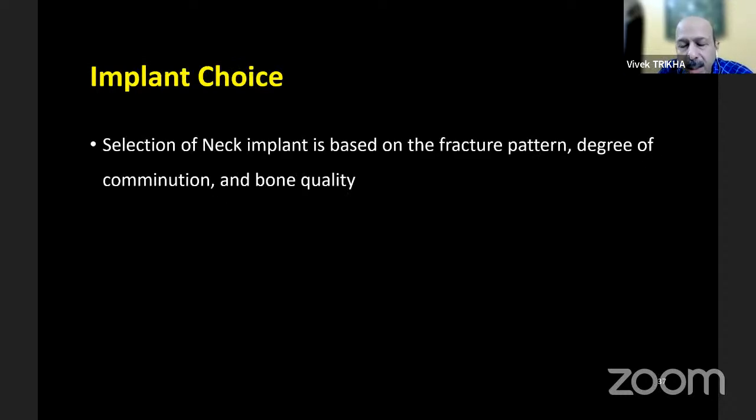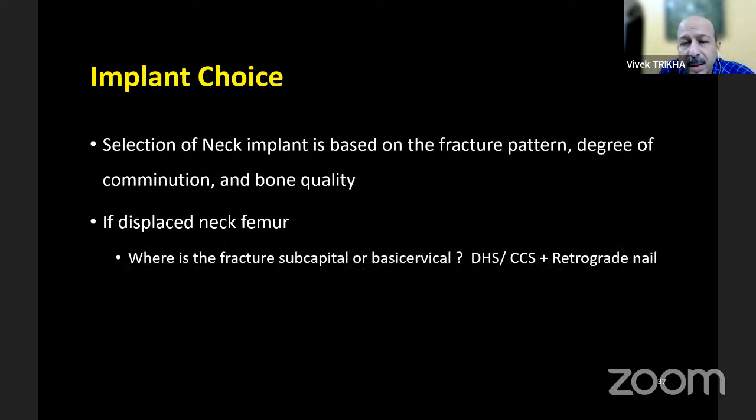We normally choose the implant based on the fracture pattern, the comminution, and the bone quality. And as I said, since it is a basicervical fracture, we tend to use the DHS more commonly than the CC screws with the retrograde nails. So my take will be a displaced neck femur, subcapital or basicervical. We look at the neck femur fracture. We use a DHS with a retrograde nail or a CC screw with a retrograde nail, depending upon where the neck femur fracture is. We normally use a dual implant if it is a direct reduction or an indirect reduction, which we have to do, or open up the fracture.